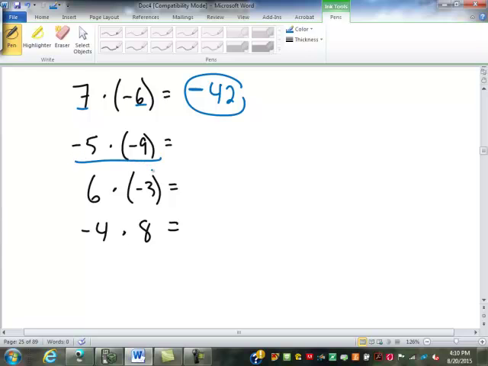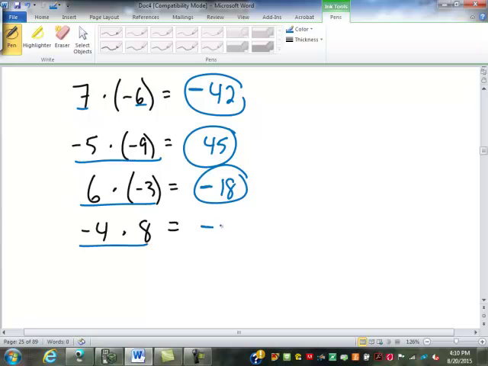Positive or negative? Positive. 5 times 9? 45. So that's just a positive 45, or 45. Positive or negative? Negative 18. Good. So you can see the multiplication of the numbers is the same. We just have to decide whether it's positive or negative. Positive or negative? Negative. And 32. Perfect.